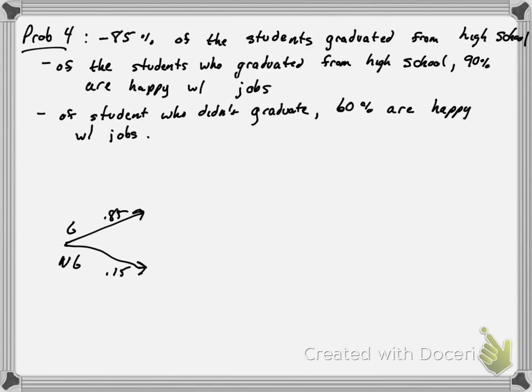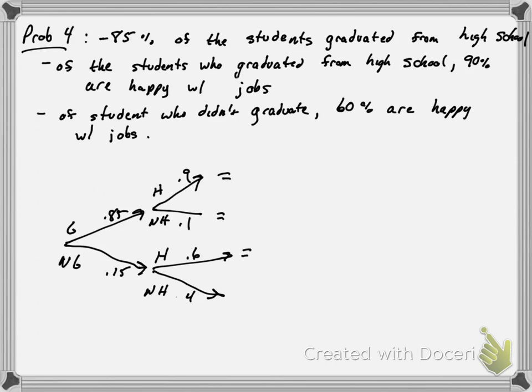Of the students who graduated from high school, 90% are happy with their jobs. So happy is 0.9. Not happy would be 0.1. Of students who didn't graduate, 60% are happy. So we have happy are 0.6. Not happy is 0.4. Now I didn't put the question here for a purpose. What I want you to do is total up each one of these first. It'll make your life a little bit easier.